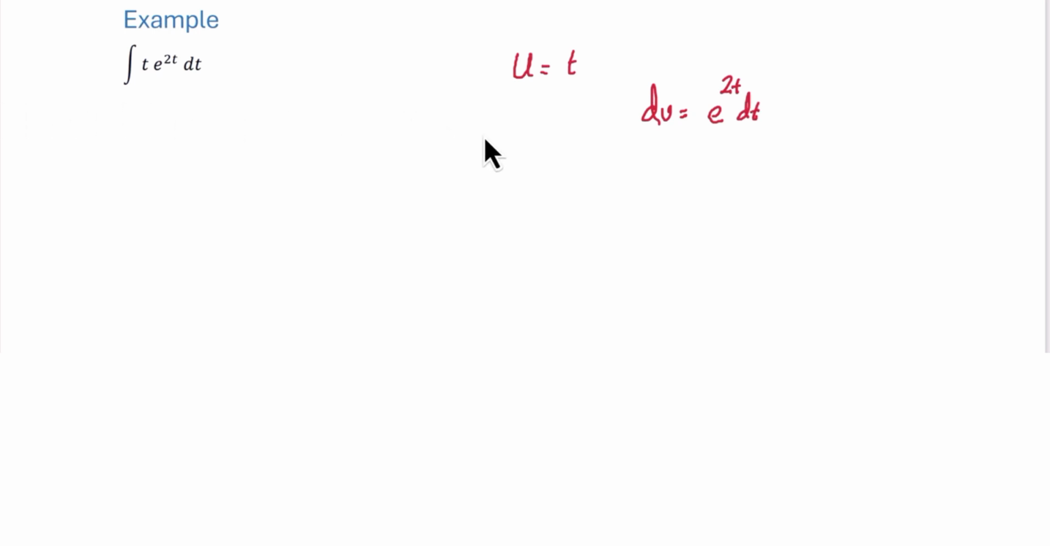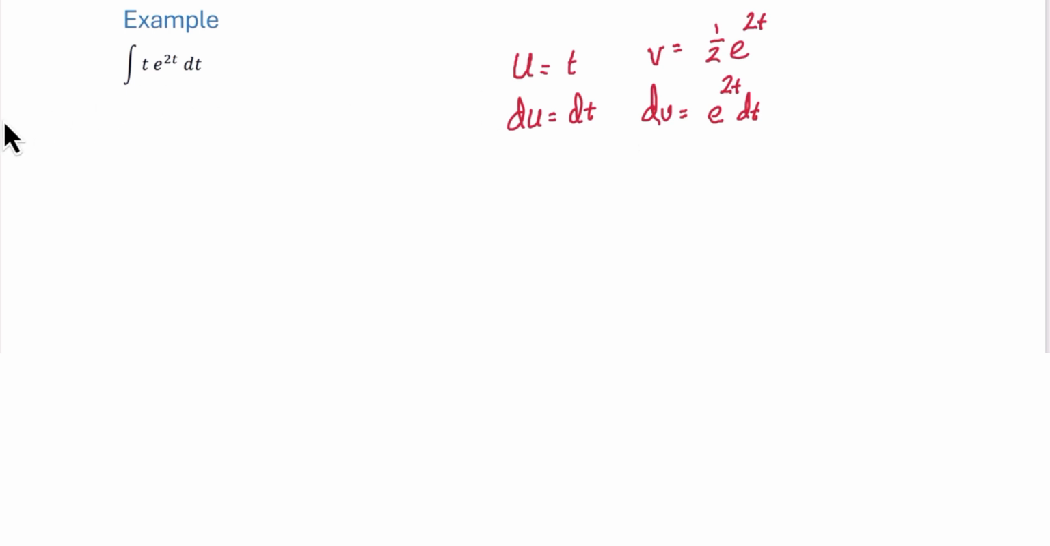Then over here, let's take the derivative of u to get du. The derivative of t is 1 dt, or just dt. And then focusing on dv, we actually need to integrate dv to find v. The integral of e to the 2t is 1/2 e to the 2t.